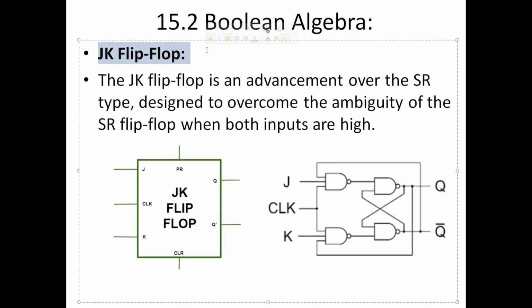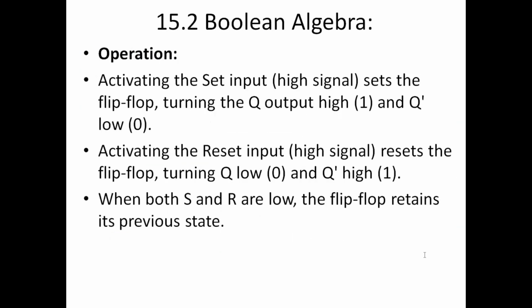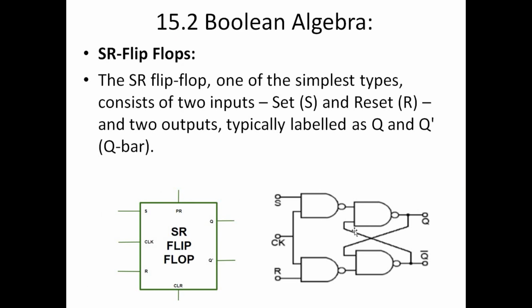Then we have the JK flip-flop. It is an advancement over the SR flip-flop, which is designed to overcome the ambiguity of the SR flip-flop when both inputs are high, if both inputs are 1. The circuit looks something like this. Sometimes it can be made up of NOR gates as well instead of NAND gates, but they do the same thing. As long as it is a JK flip-flop, similarly instead of NAND gates, it can also be made up of NOR gates, but that doesn't really make any difference.